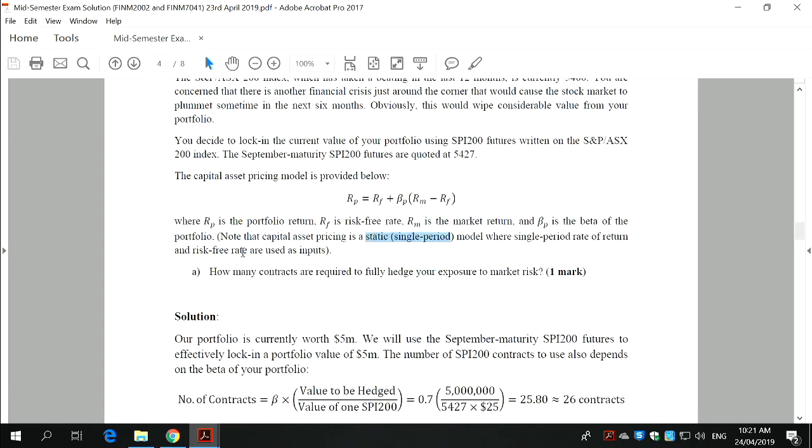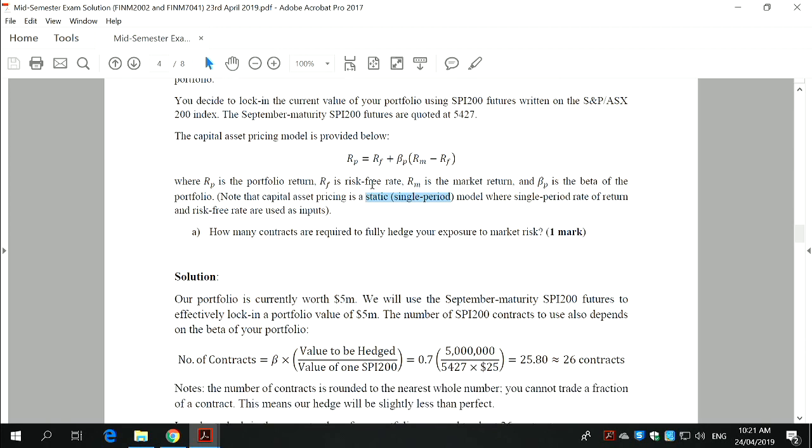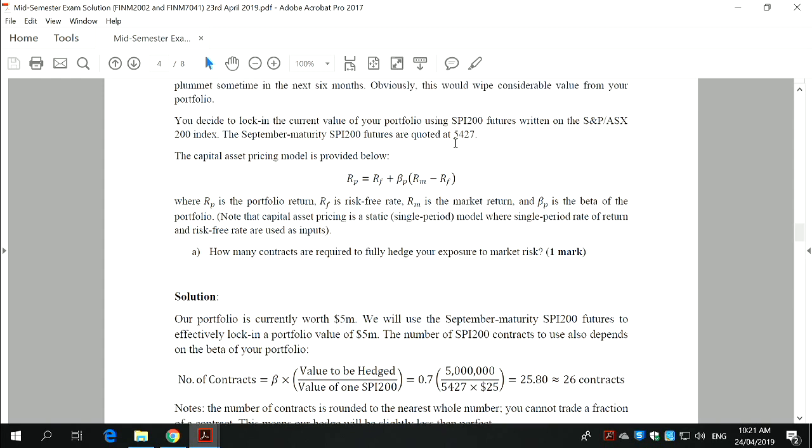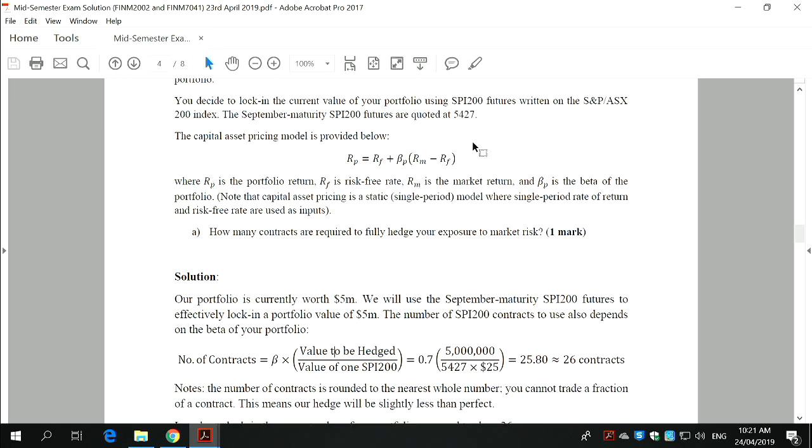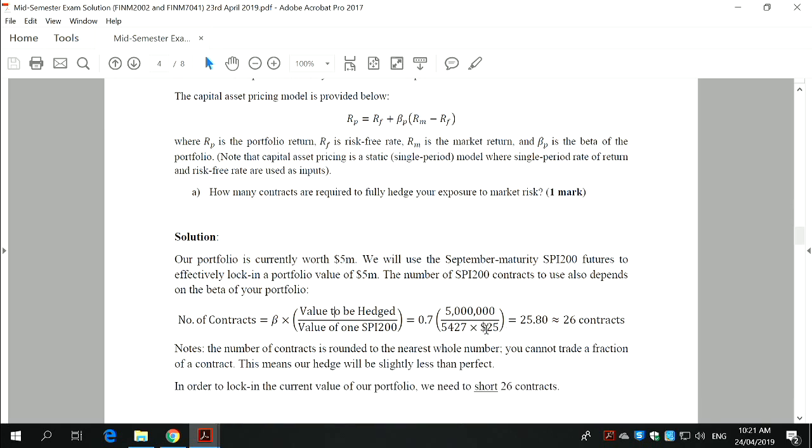The first question says, how many contracts do you need to fully hedge your exposure to the market risk? To work out how many contracts we need, first we ask ourselves, how much exposure do we have? In other words, what is the value to be hedged? Your portfolio is 5 million, so the value to be hedged is 5 million. That needs to be divided by how much each contract is covering. Each contract covers 5,427 points, but that's in points. You have to multiply by $25 to get the dollar amount.